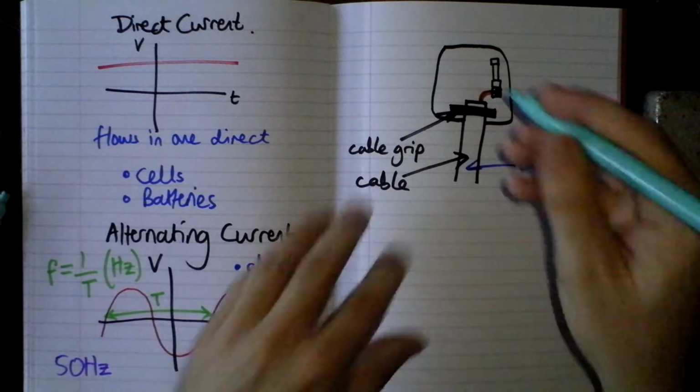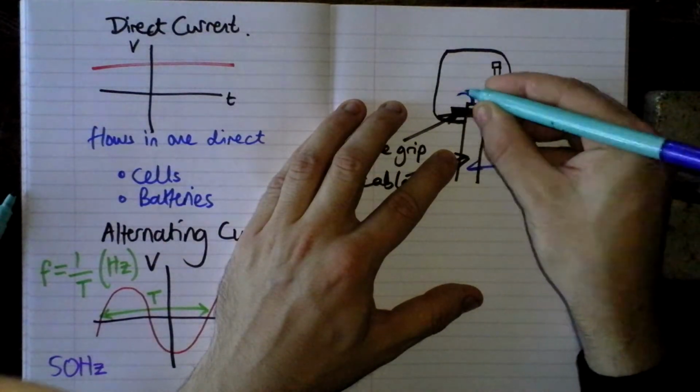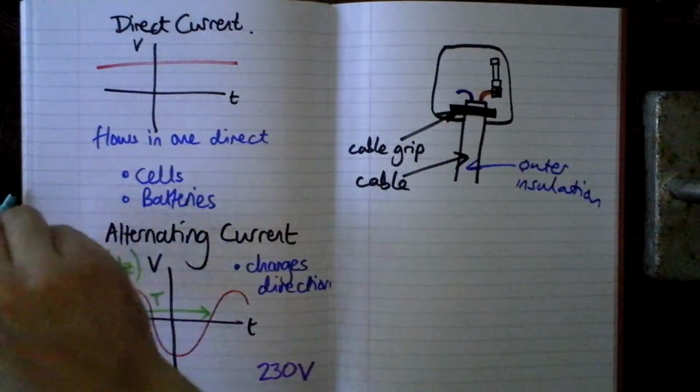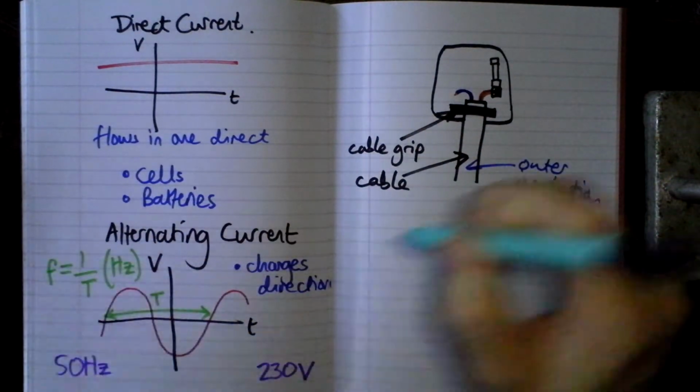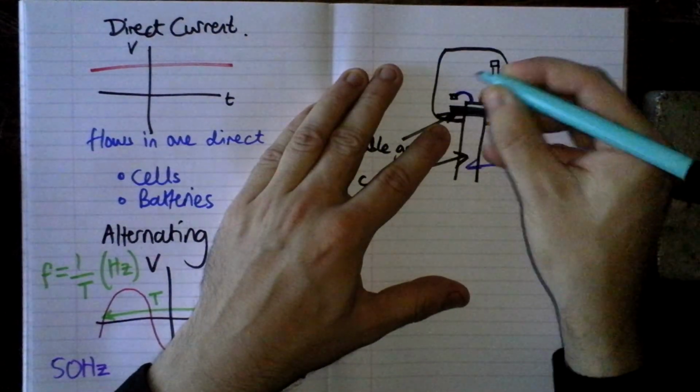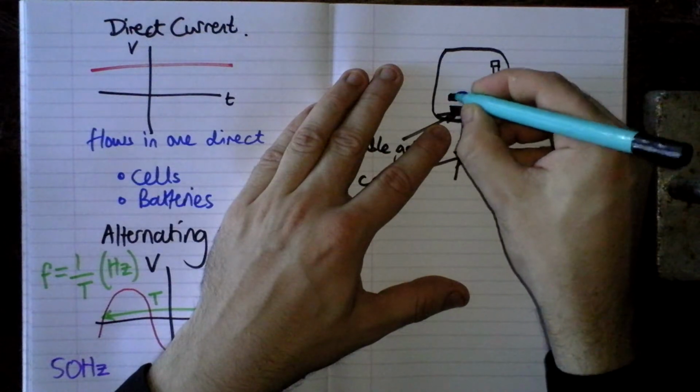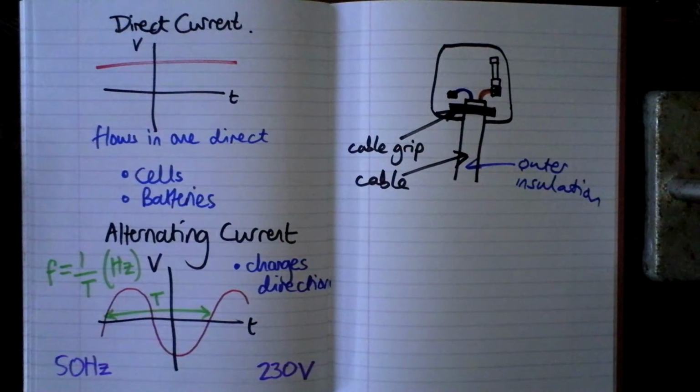After that, we should have a blue wire. And the blue wire is our neutral wire. And again, it's got copper inside it, inside that blue insulation, and it has its own pin that it's connected to. So there we have our blue neutral wire.